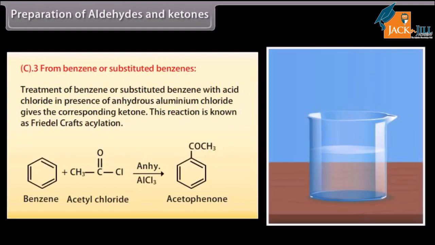Treatment of benzene or substituted benzene with acid chloride in the presence of anhydrous aluminium chloride gives the corresponding ketone. This reaction is known as Friedel-Crafts acylation.